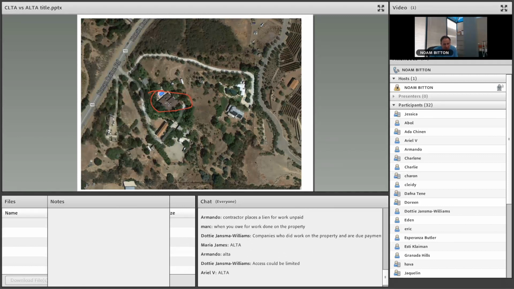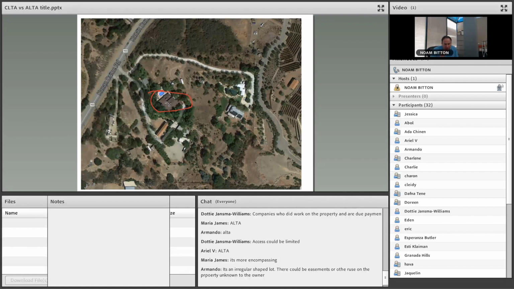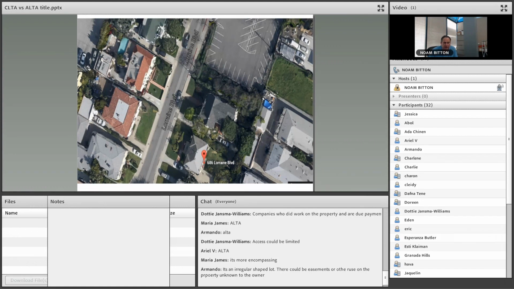What else could be? Okay, guys, those of you who wrote ALTA, you are correct, okay? It has to be ALTA. And Dottie said it right, access could be limited. What else? It's more encompassing. Okay, very good. It is a regular shape lot, could be in easement. Very good, Armando. Okay? And also, remember I mentioned something about the property lines. Could be, because it's a rural area, could be some issues with the property line. So ALTA is the preferred policy over here. Very good, guys.